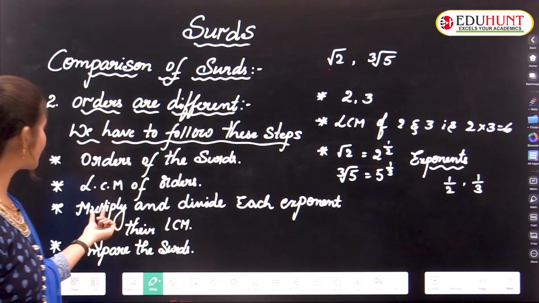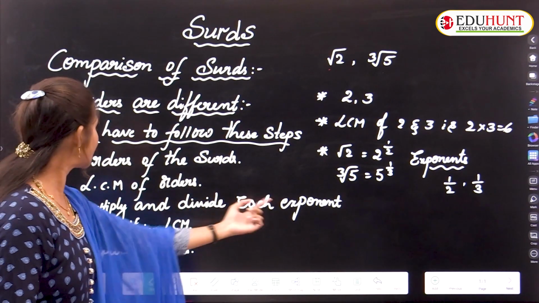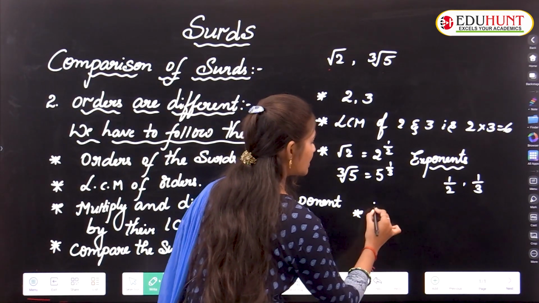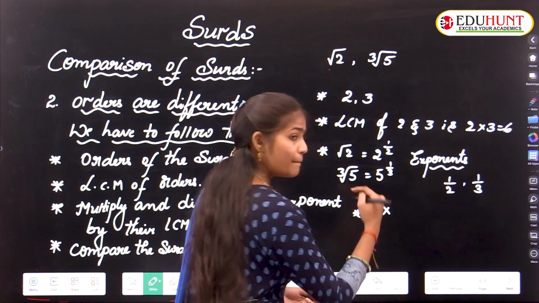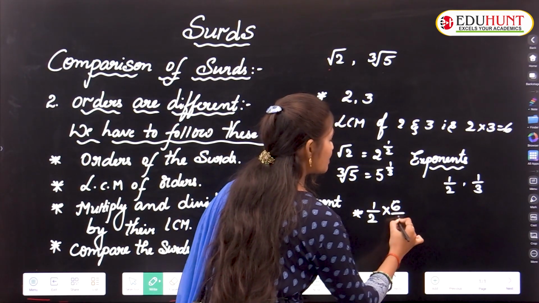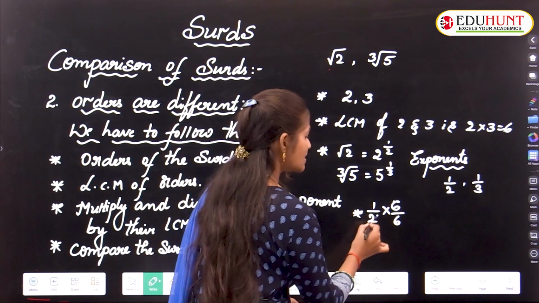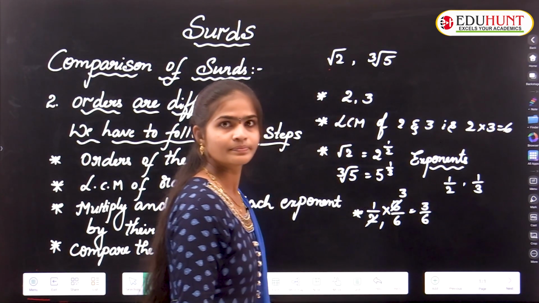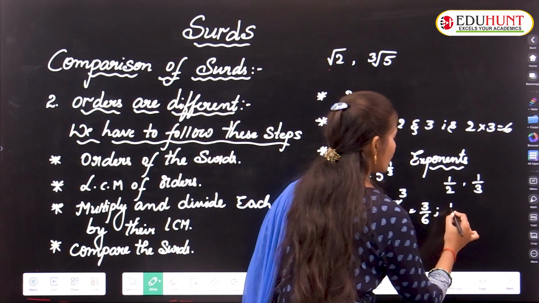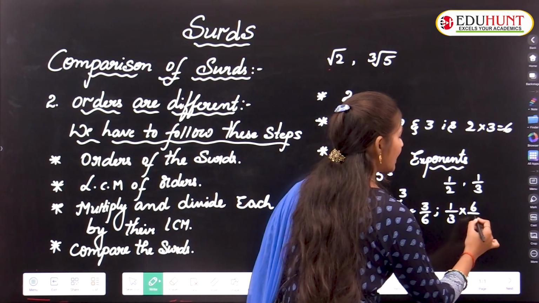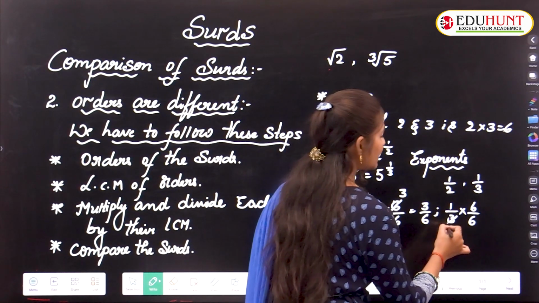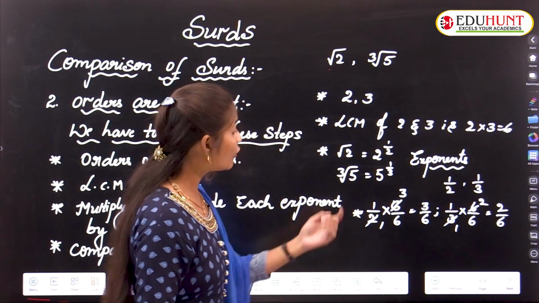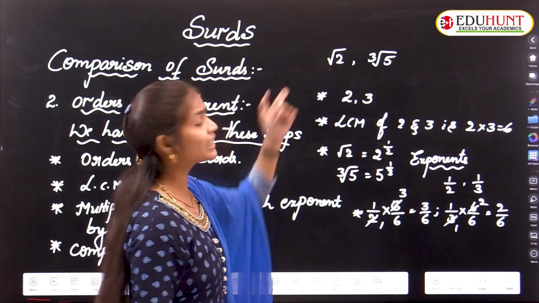Now come to the third point: multiply and divide each exponent by the LCM. The first exponent, 1 by 2, we multiply and divide by 6 by 6, so we get 2 1s are 2 and 2 3s are 6, so we get 3 by 6. Next, 1 by 3: again we multiply and divide with the LCM, 3 1s are 3 and 3 2s are 6, so we get 2 by 6. Now apply these exponents to the given surds.